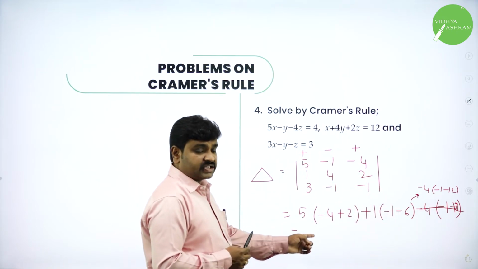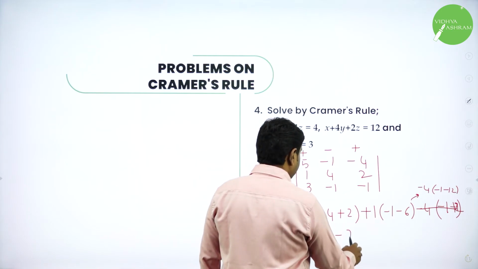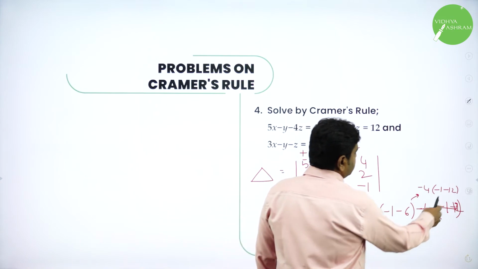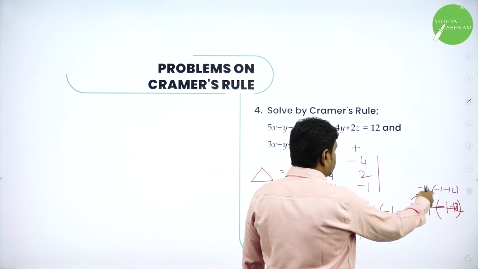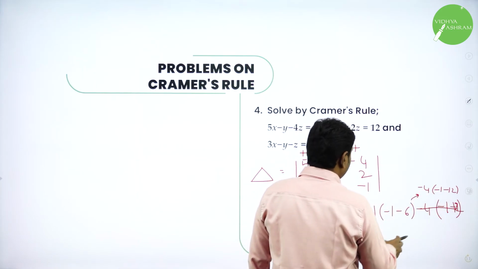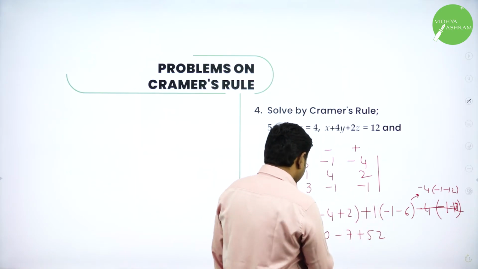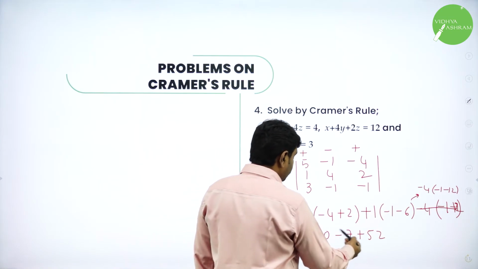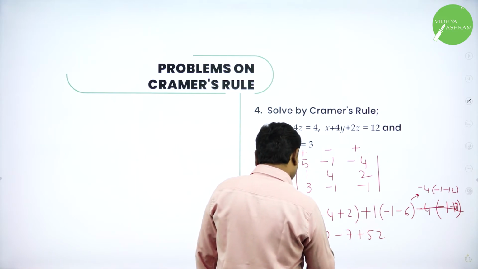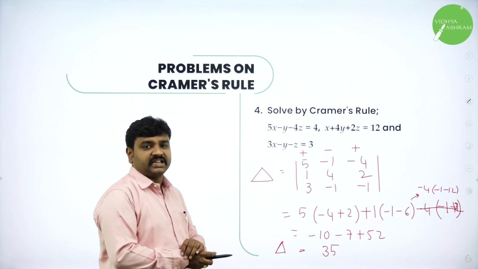Simplify this. -4 plus 2 is -2, into 5 is -10, minus 7, then minus 13 into minus, plus, this will become -13 into 4, that is 52. Simplify this: 52 minus 10 is 42, 42 minus 7 is 35. So you got the delta value. I hope all of you know how to expand a 3 cross 3 determinant.